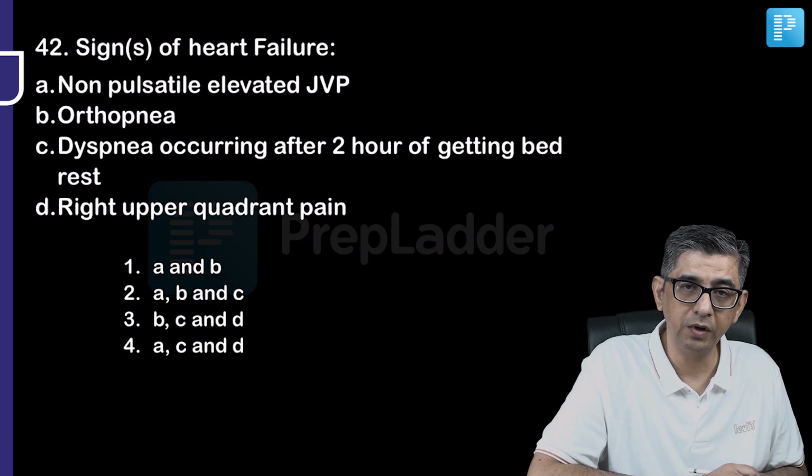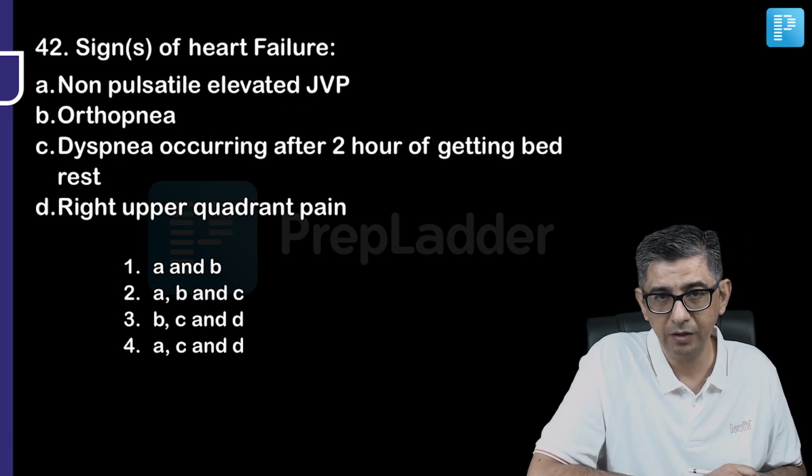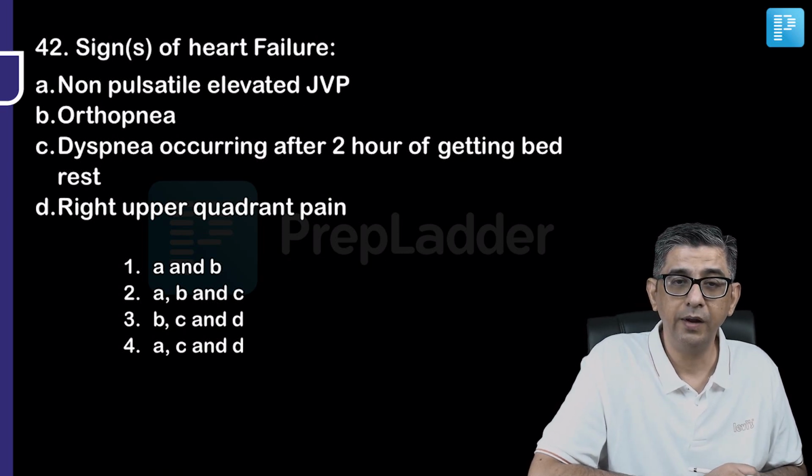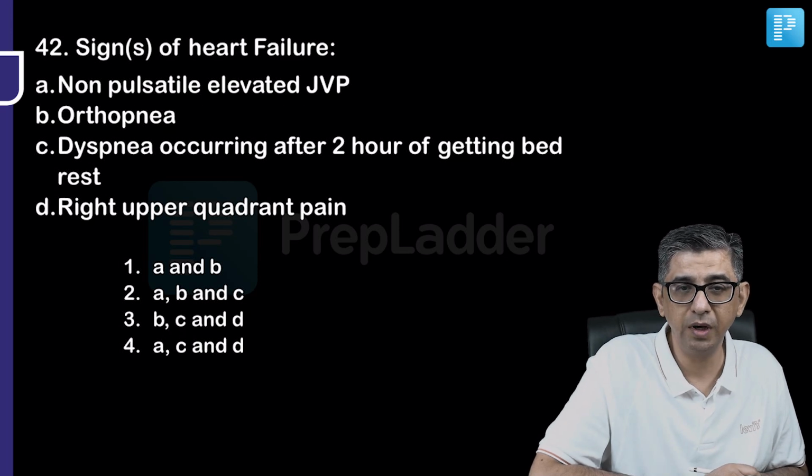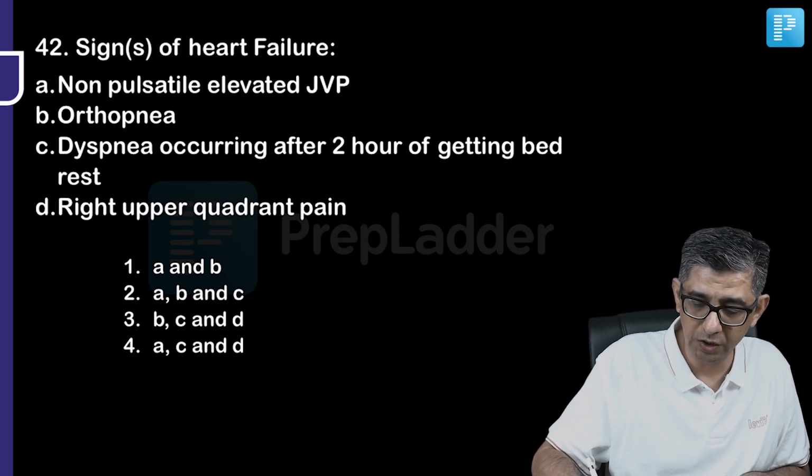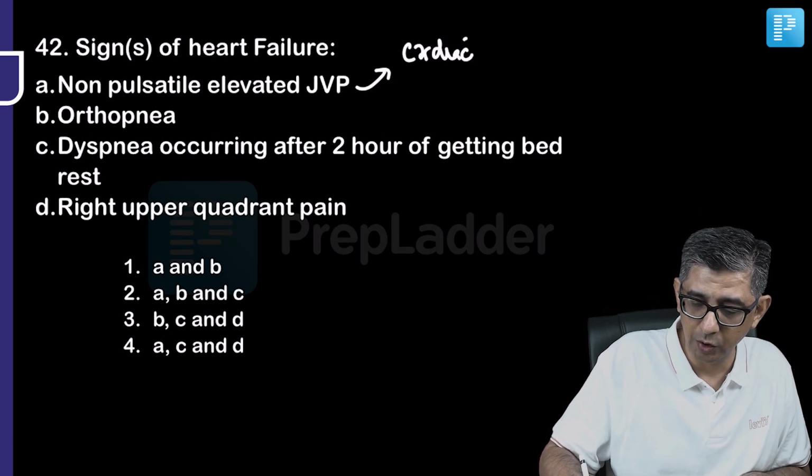The next one, however, was the balancing act done by the authorities, that they asked about signs of heart failure, non-pulsatile elevated JVP. This is a classical feature that you encounter in cardiac tamponade. You see, the pressure is so high that the JVP pulsations disappear.